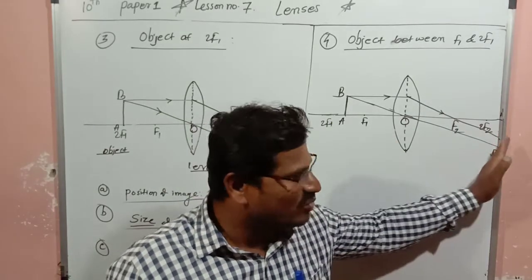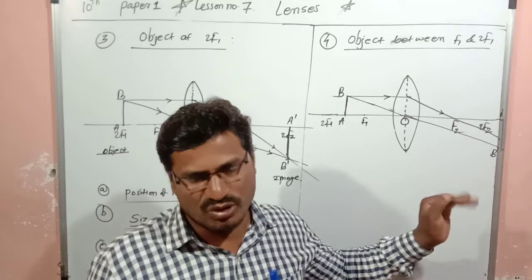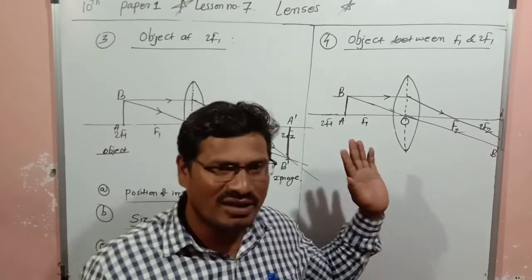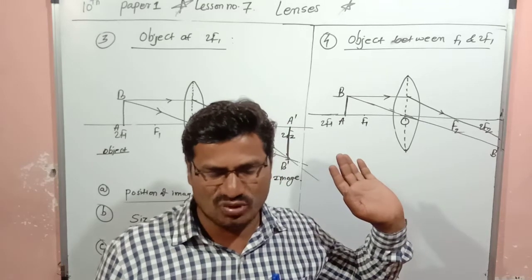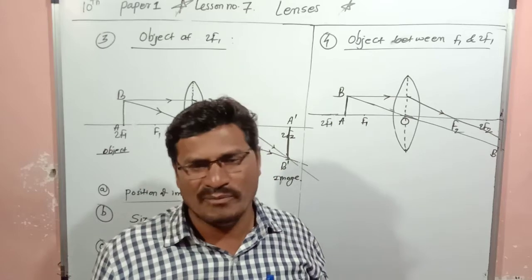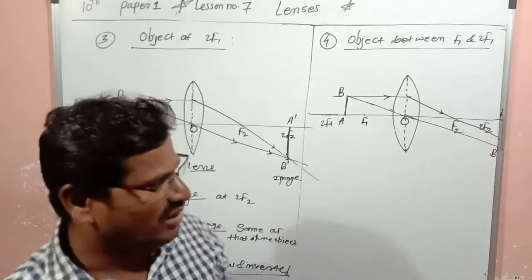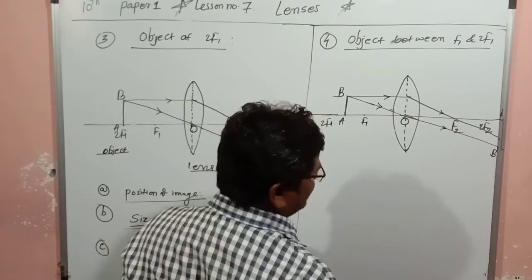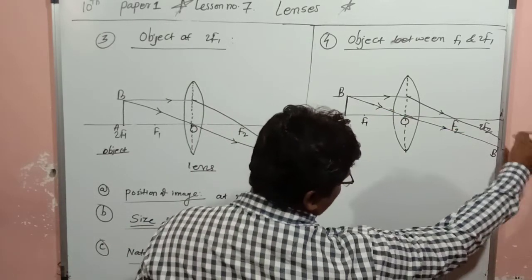Where will be the position of the image? It will be beyond 2F2, and the size will be larger than the object. Size will be larger than the object, and nature will be real and inverted. So here you have to draw the rays, and they will meet somewhere here.